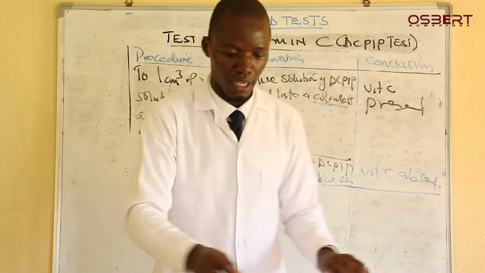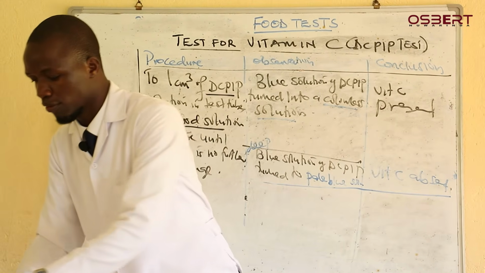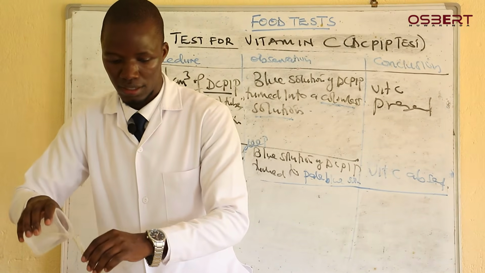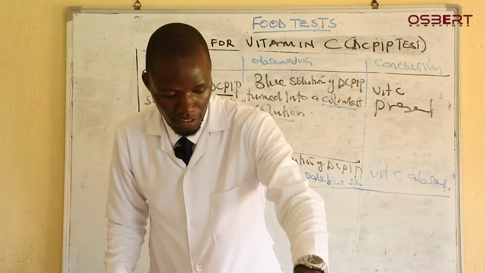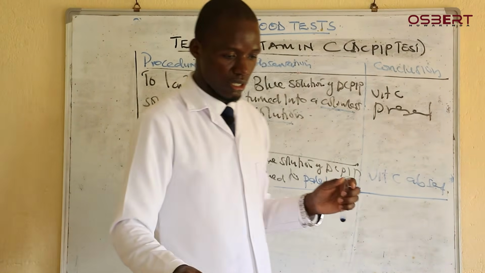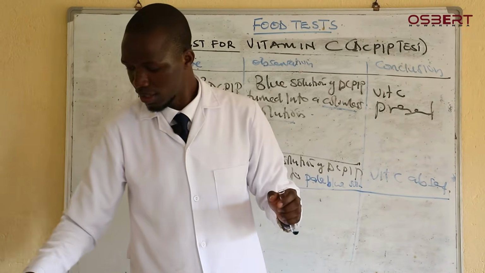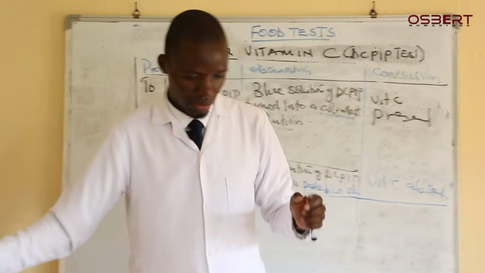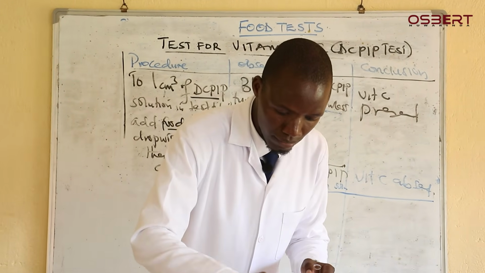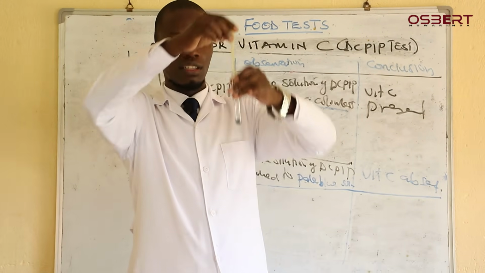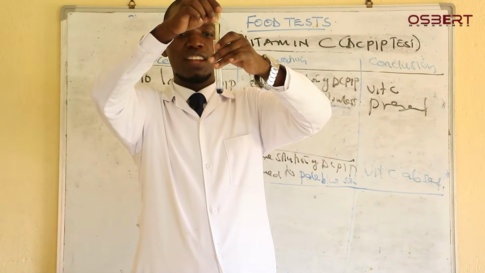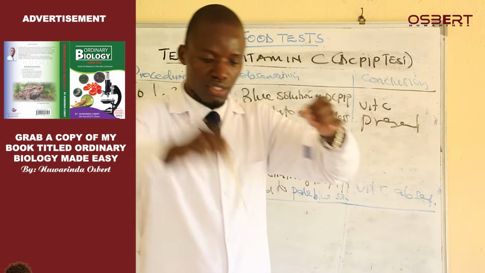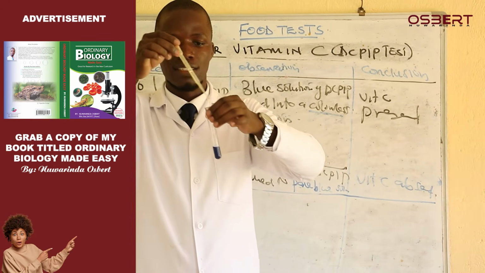For example, if I get a small sample of water here, which has no vitamin C, and I have my DCPIP here, then I pick water and add. Water has no vitamin C. So even if I add very many drops here, the solution will not turn colorless. If I keep adding, you see the solution will not turn colorless. It will just remain blue.